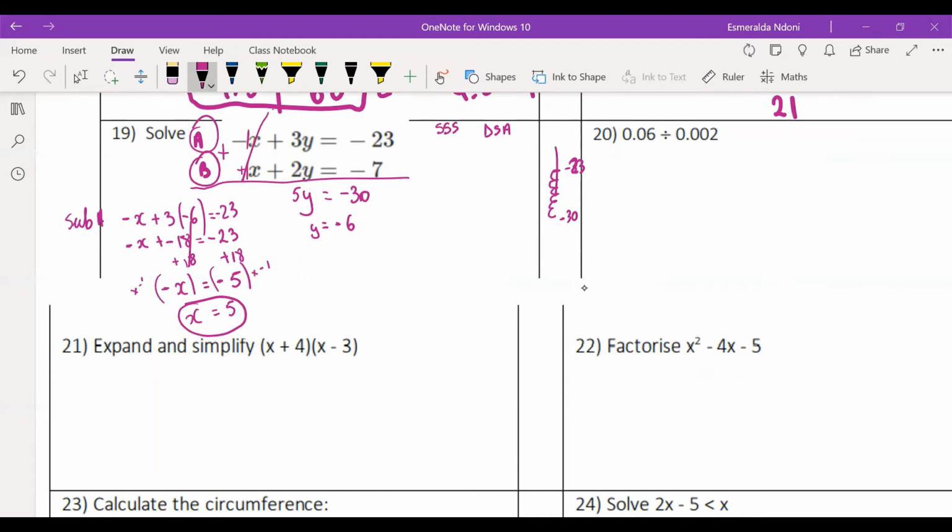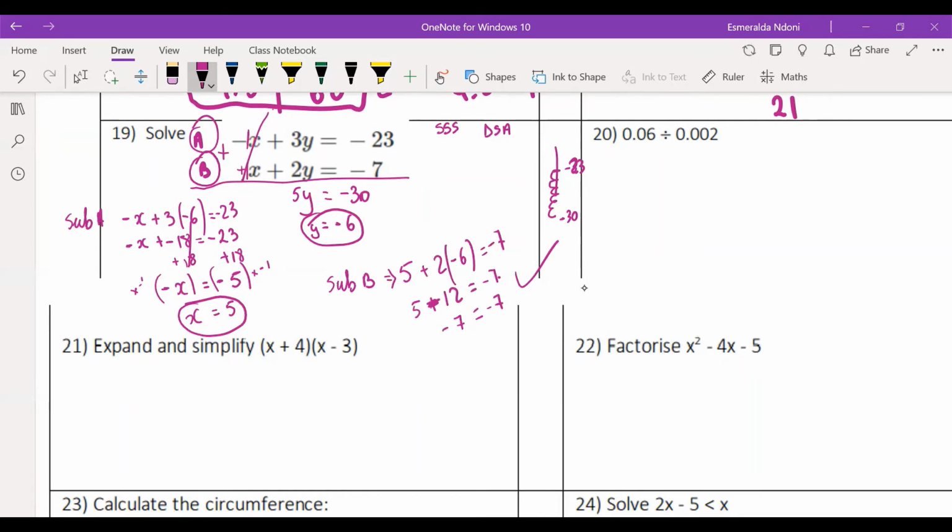Now that I found x and I found y, I can just sub them into b to check. So onto b, I have a 5, this is my b equation, plus 2 lots of negative 6, that gave me negative 7. So 5, take away 12 is negative 7. That means that negative 7 is equal to negative 7. So I know I've done that right. Your solutions are 5 and negative 6.